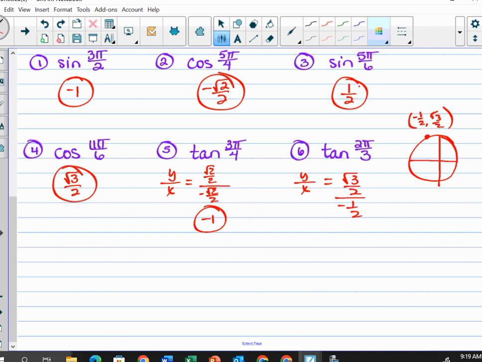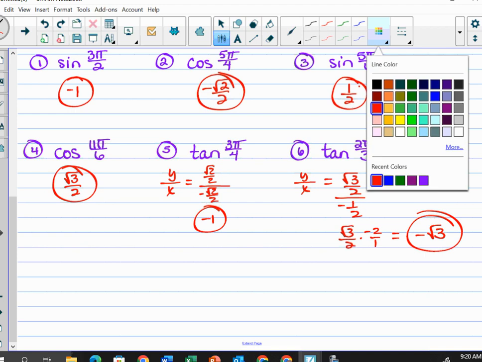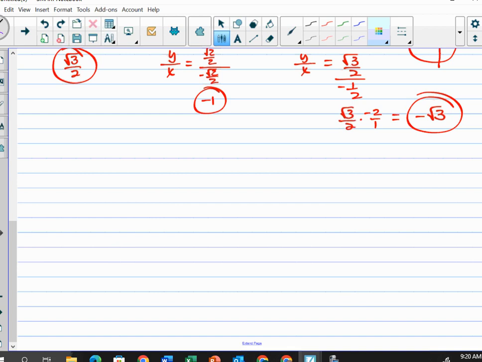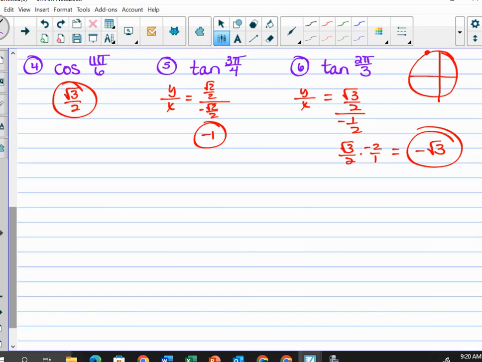Haven't asked you any secant, cosecants, or cotangents yet. Did you get negative root 3? Yeah? No, I mixed up the... I thought it was 6. Wait, yeah. Really important.